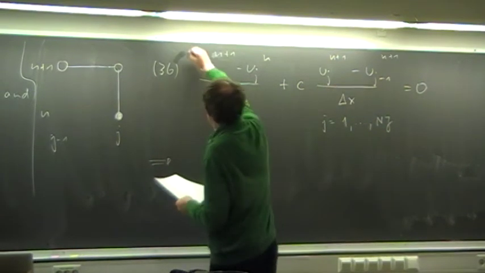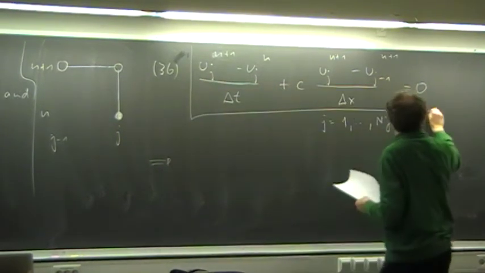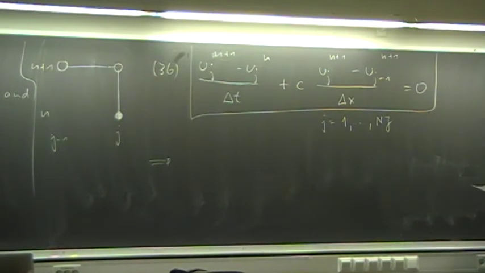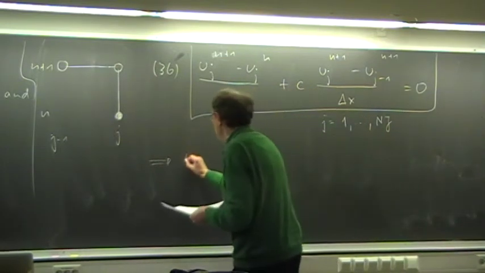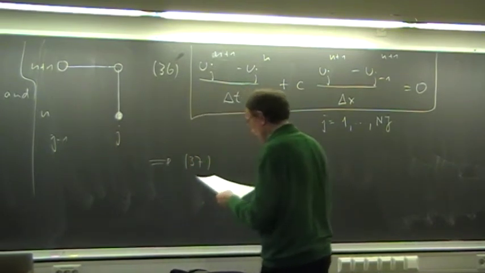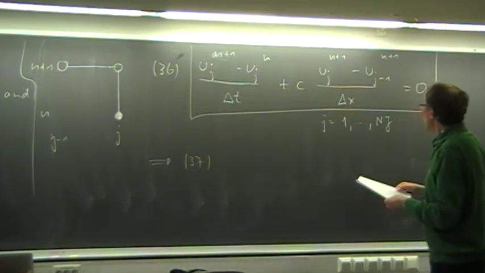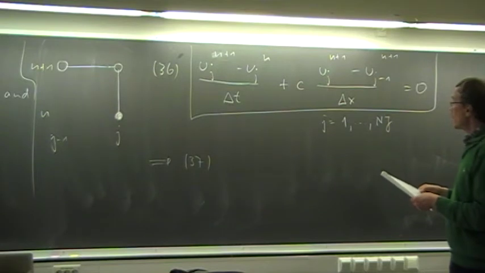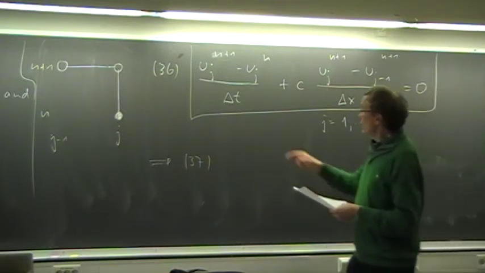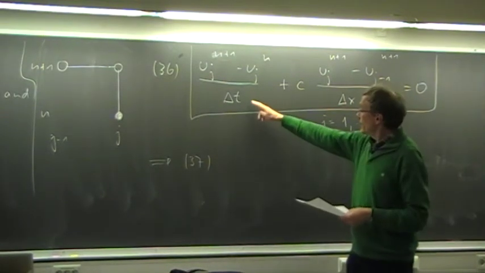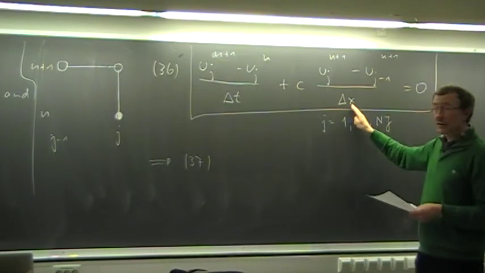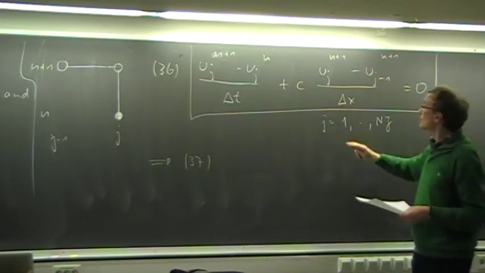So, we can then also write this scheme in the form where we write everything unknown on the left-hand side and everything known on the right-hand side. And that is then the following form. So let us see, what do we get on the left-hand side? If we multiply by delta t, we will get delta t c divided by delta x. It will be the Courant number.